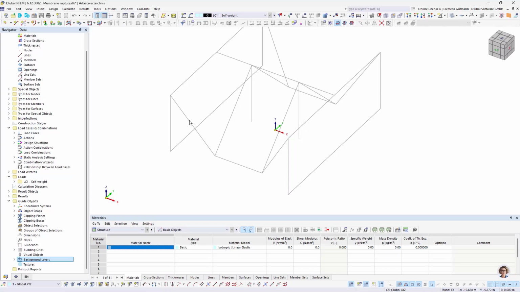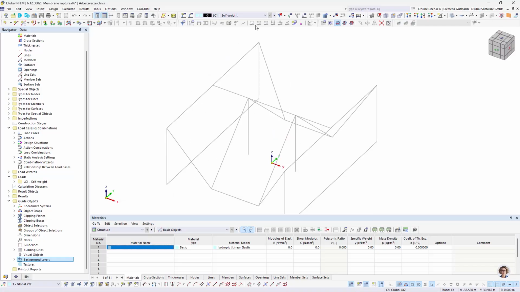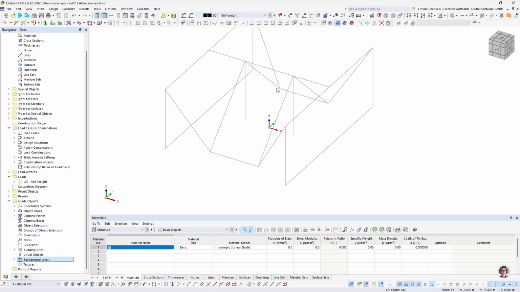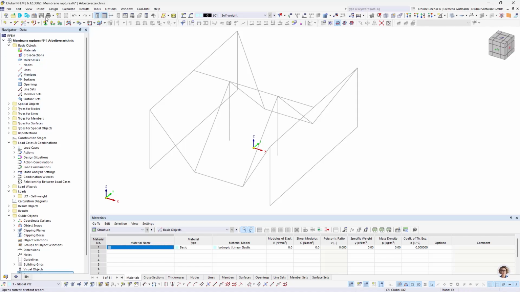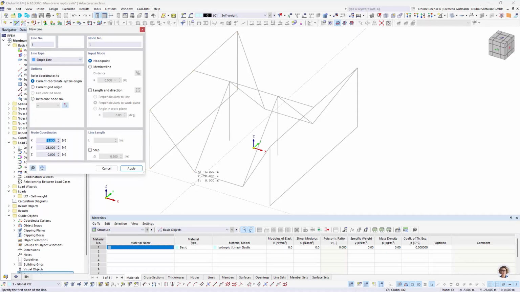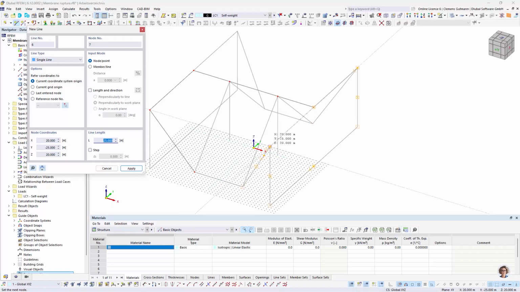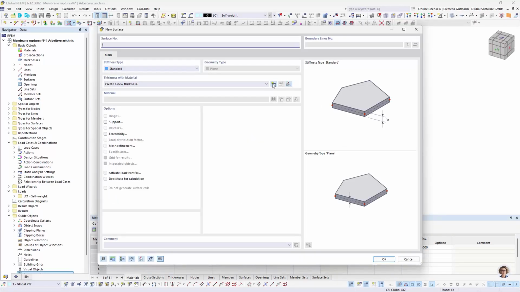So this membrane structure is located in between two buildings. We can see the surrounding walls on the left and on the right. And in between there's a road, something like that. And this membrane is covering that space. Okay, so let's start with creating the lines. And then surfaces.